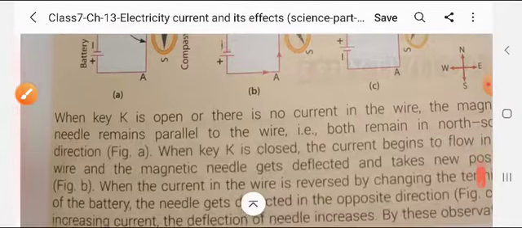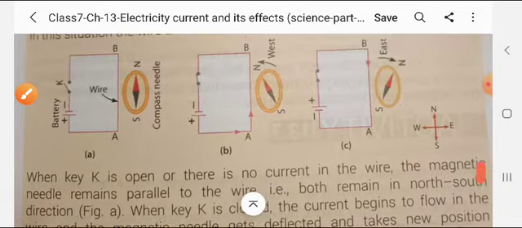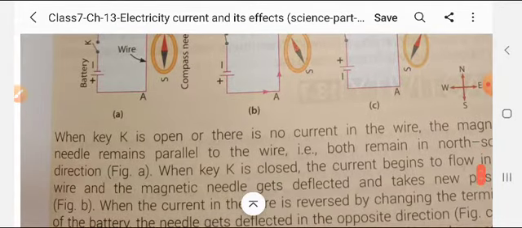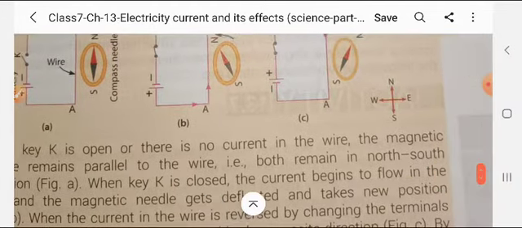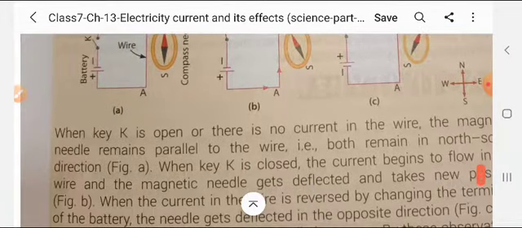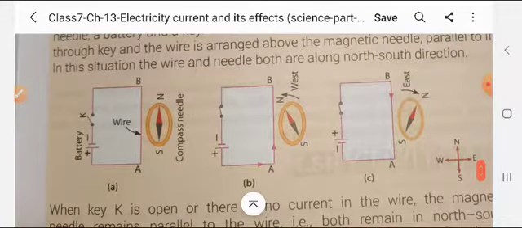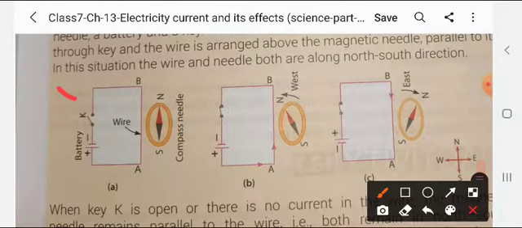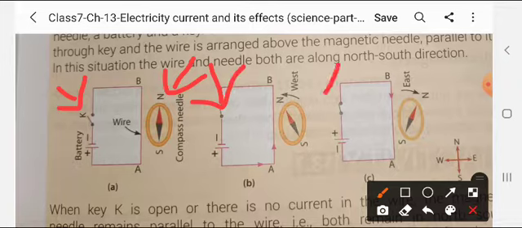Here K stands for key. When the key K is open and there is no current in the wire, the magnet remains parallel. When the key is open, there is no deflection in the compass. But when the key is closed, you can see the deflection in the compass, here also.